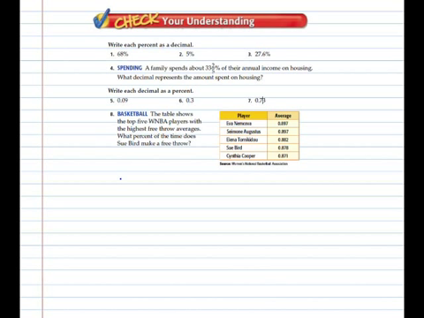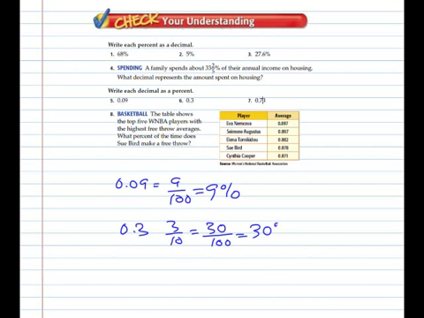Number 5, write each decimal as a percent. In number 5, 0.09 is 9 over 100, which is 9%. Number 6, 0.3 is 3 over 10, which is 30 over 100, which is 30%. 0.73 is 73 over 100, which is 73%.